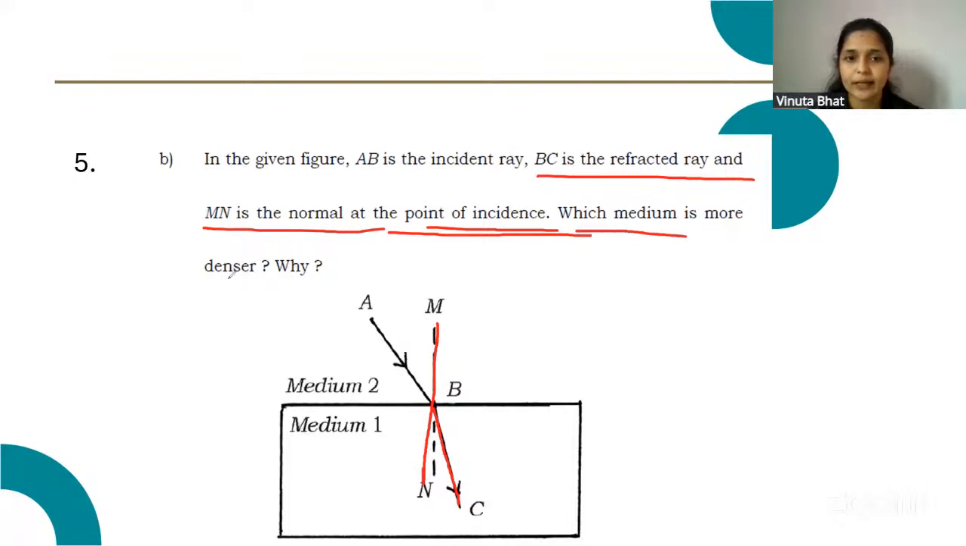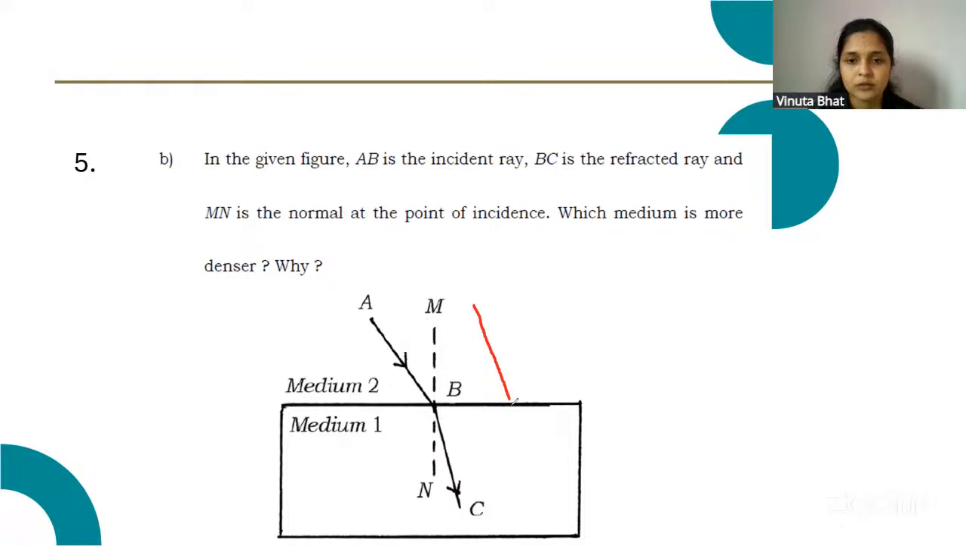Which medium is more dense? Here medium 1 and medium 2 are mentioned, right? When the incident ray bends towards this normal MN, then that medium is denser than medium 2. So medium 2 is less dense compared to medium 1.